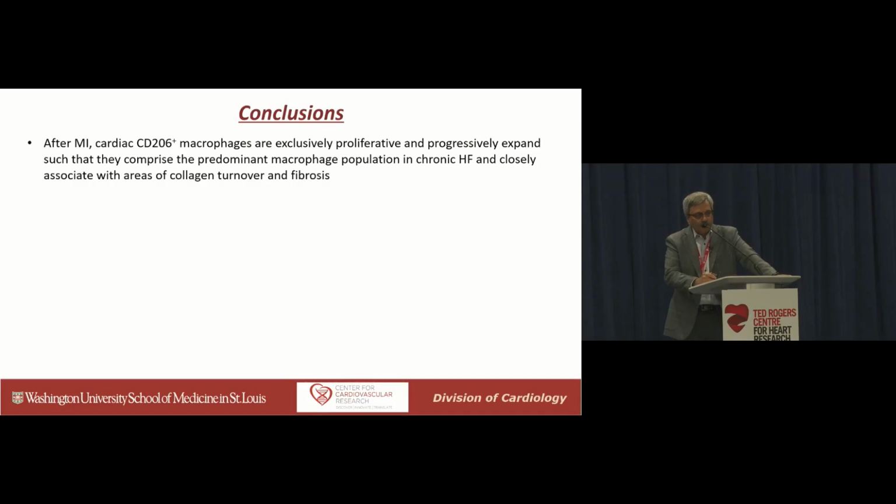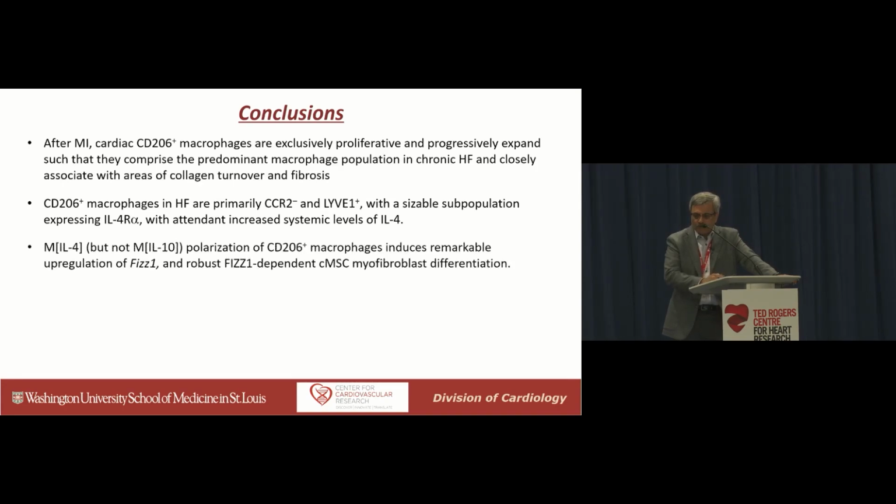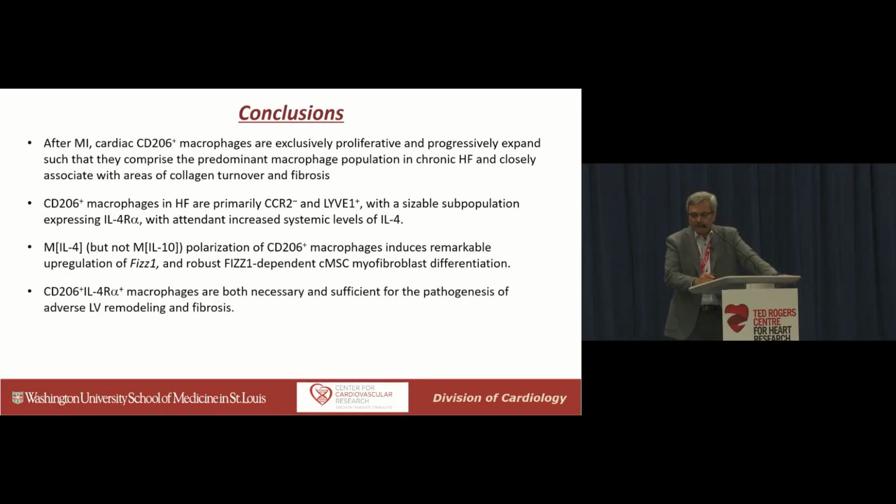expand, and they comprise the predominant macrophage population of the failing heart, and they are closely associated with areas of fibrosis. They're primarily CCR2 negative, LYVE1 positive, with a sizable population expressing IL-4 receptor alpha. There's also increased levels of IL-4 in heart failure. And this polarization with IL-4 is sufficient to induce upregulation of Fizz1 and Fizz1-dependent myofibroblast differentiation. And these macrophages are both necessary and sufficient for the pathogenesis of adverse remodeling.